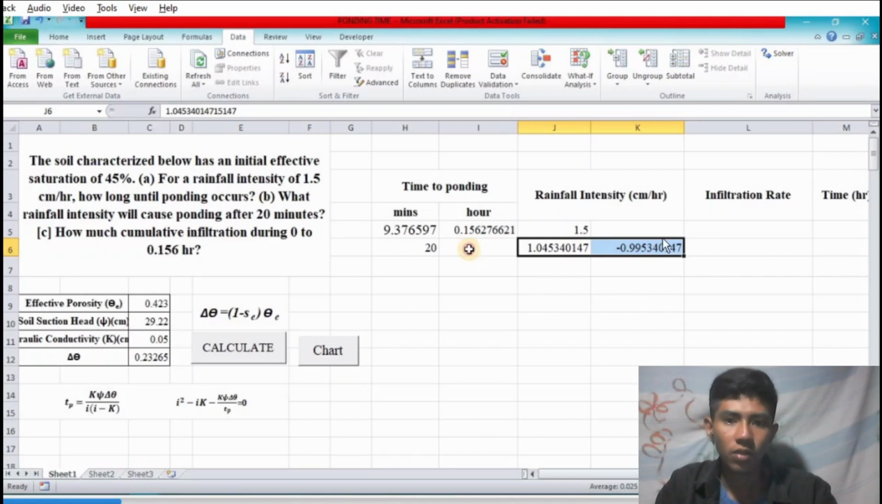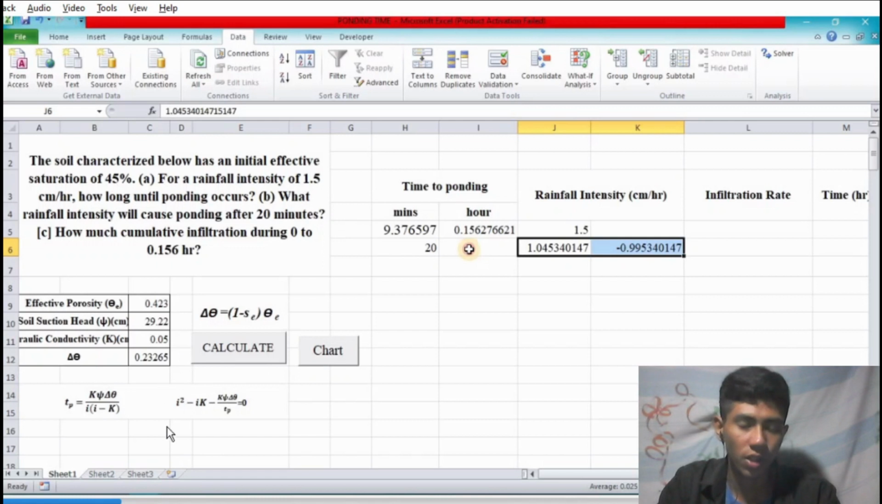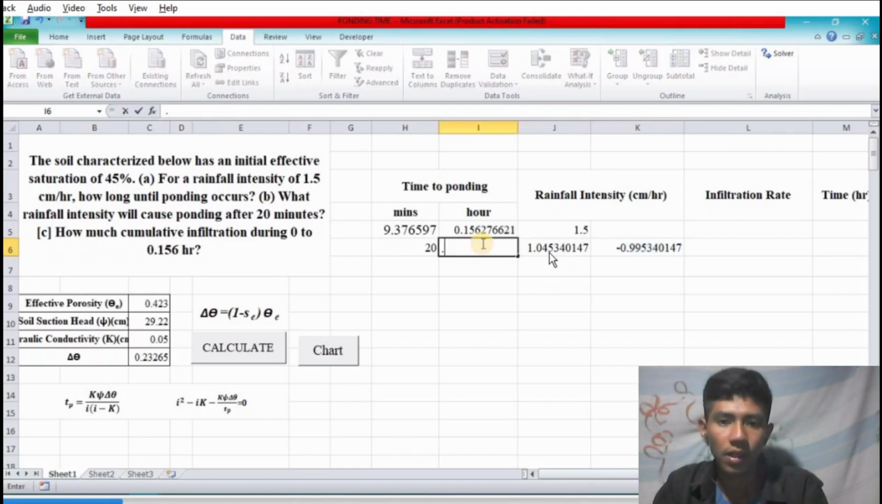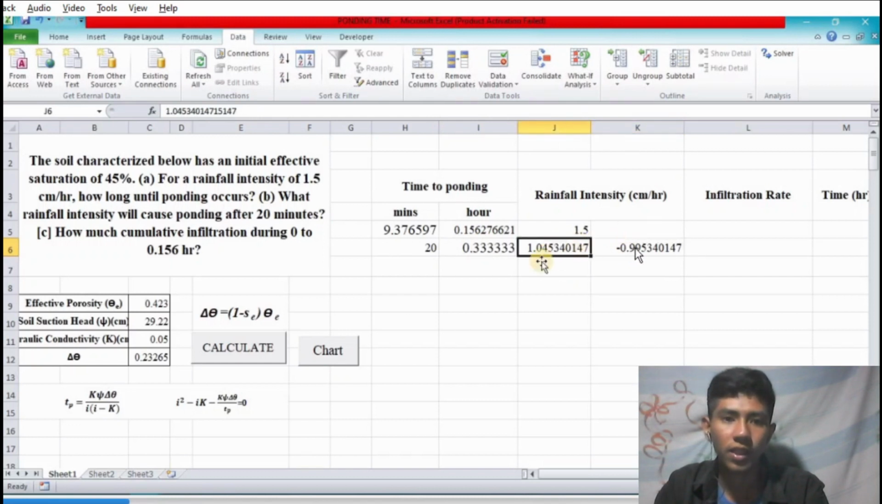As you can see, there are two answers for the intensity when you compute the rainfall intensity. Why? Because the equation is a quadratic equation. So I've used the quadratic formula to solve the value of I. So we expect two values. But here, we will choose the positive, because rainfall intensity can't be negative.